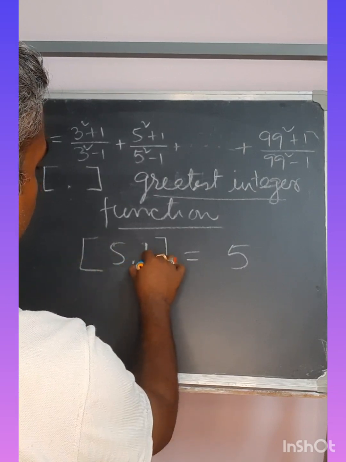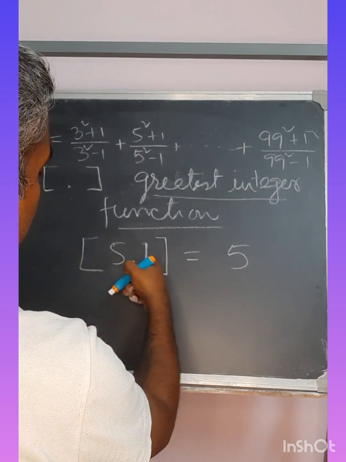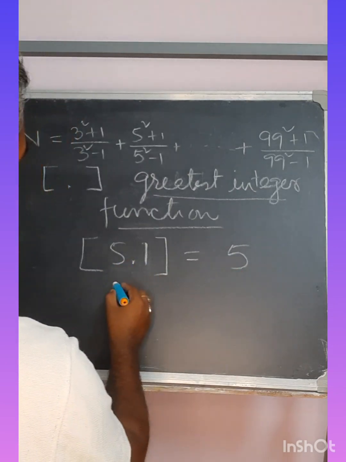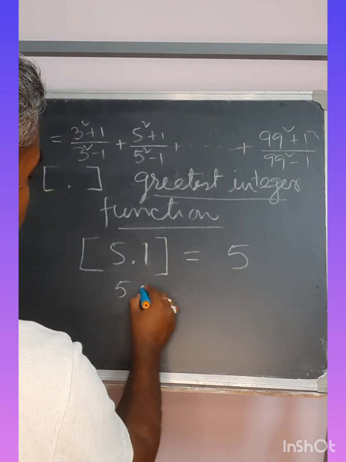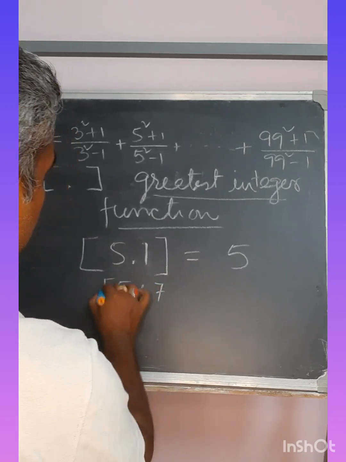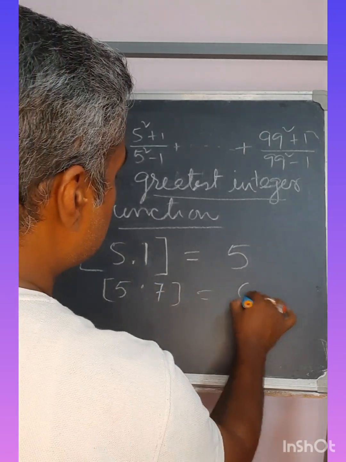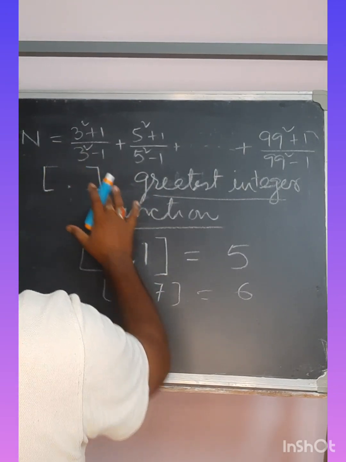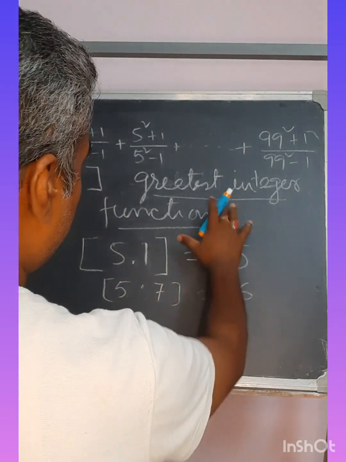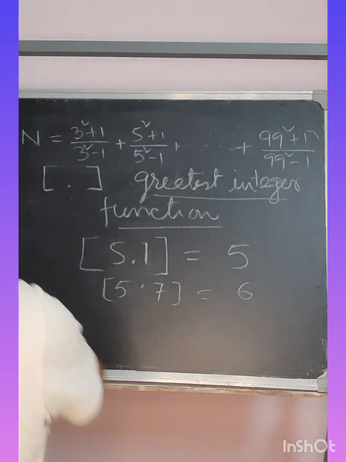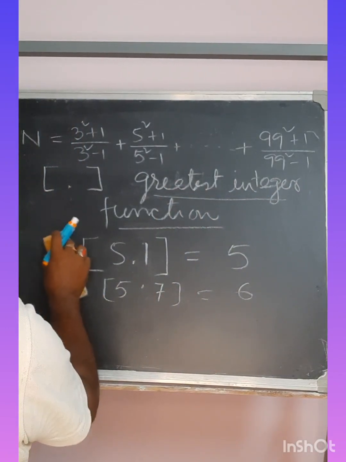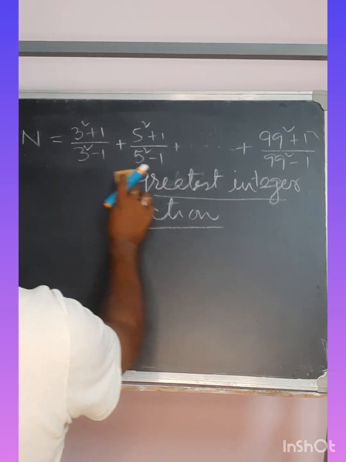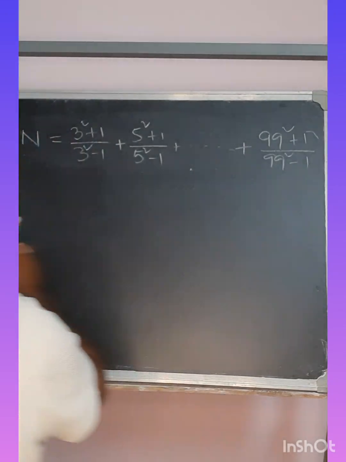So for 5.1, the nearest integer is 5, and in case it is 5.7, let's say, your nearest integer would be 6. So in this case, whatever answer you find, you have to find the greatest integer function. So the first part, I have explained what the greatest integer function is. Now the second part is you have to calculate the value of it.